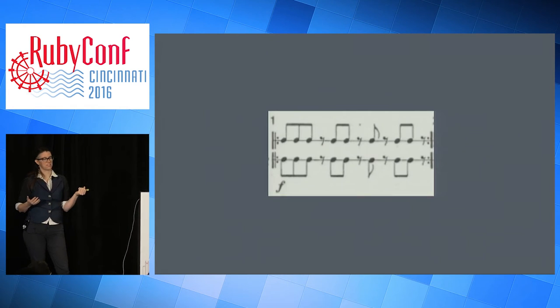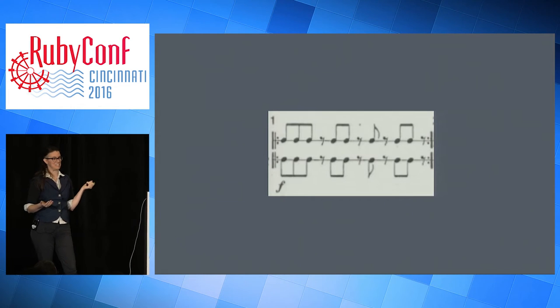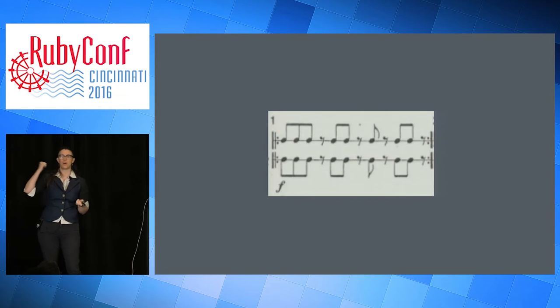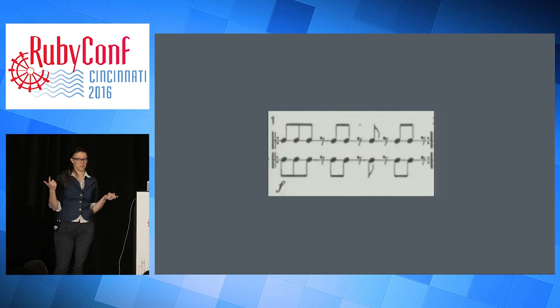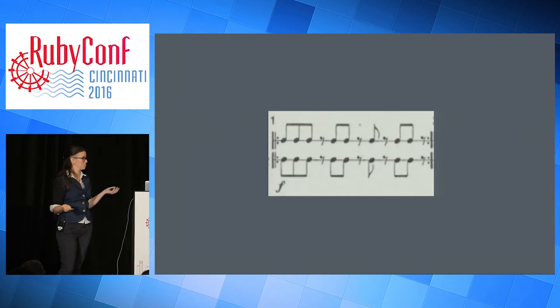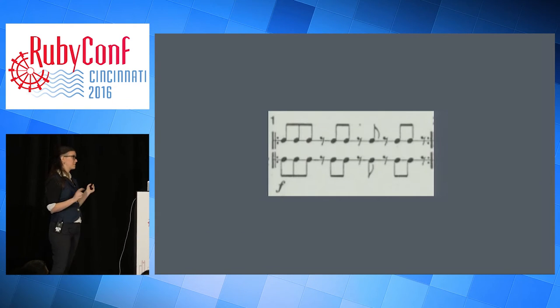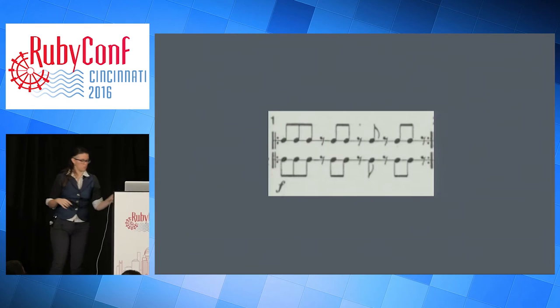That, coupled with the fact that it's a rhythmic piece, makes this piece really easy to represent in code because we don't have to worry about pitch at all and we don't have to worry about different rhythmic values even. We just have to worry about the order in which the rhythmic values appear. So that's kind of neat.